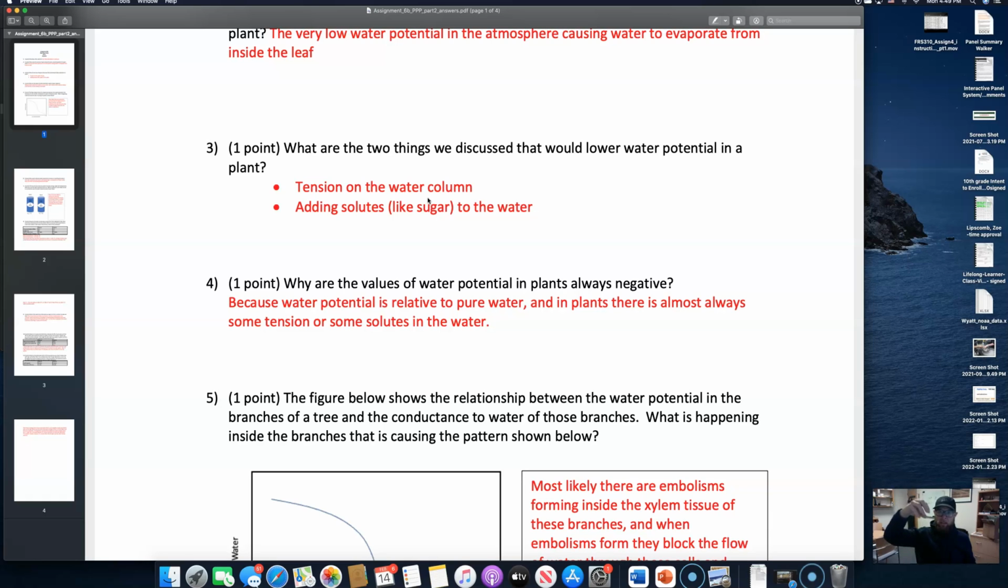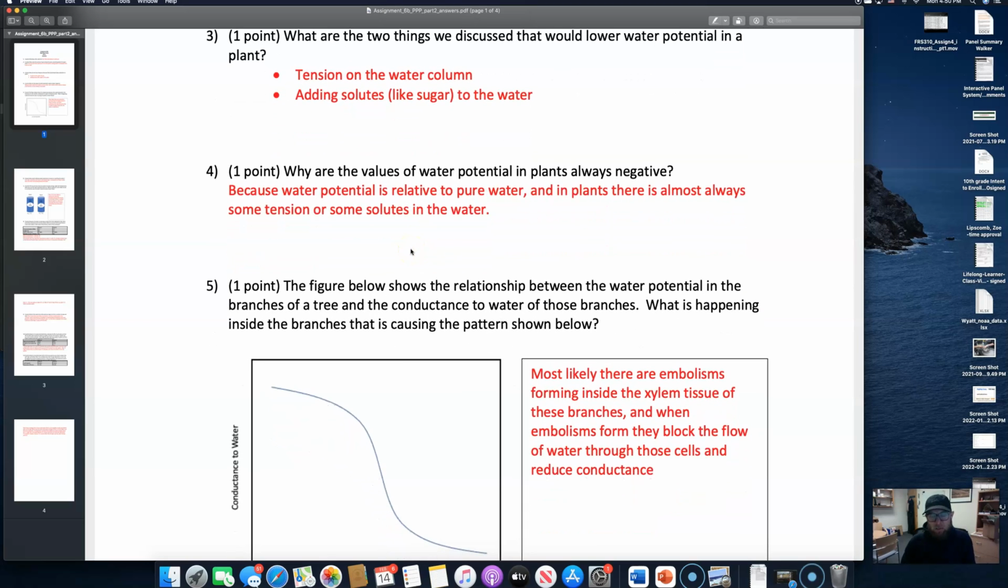If the soil dries out at the same time, then you've got the atmosphere pulling on the water column at the leaf end, and then you've got the soil water kind of like pulling on the other end. And so as those two things become really dry, the soil water potential and the atmospheric water potential, that causes a lot of tension to be on the water column and reduces the potential energy in that water and makes it more negative. And then if you add solutes, that's going to cause those molecules to stop moving so much, and that reduces the potential energy of water again, and would make the water potential more negative.